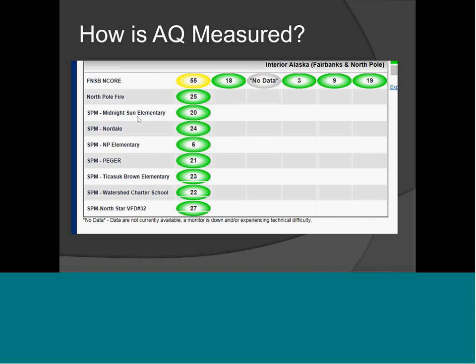Anyway, we have the 2 regulatory monitors, and then we have several special purpose monitors. These are lower cost air quality monitors. Their data quality is not as good as regulatory monitors, so they can't be used to judge against the standard, or for actual attainment purposes.